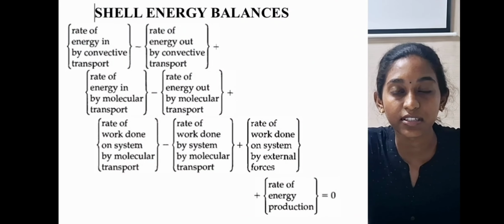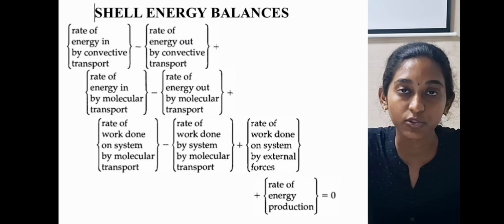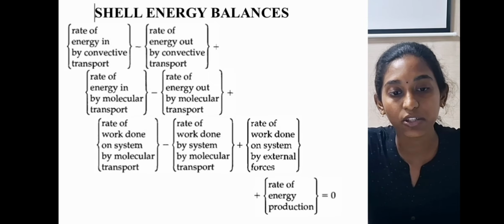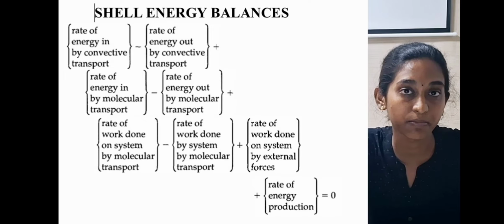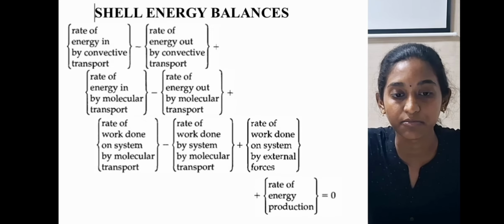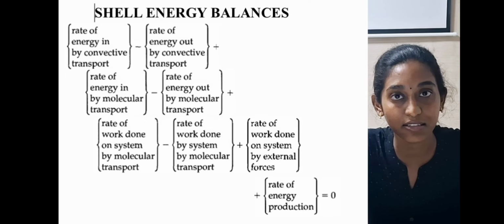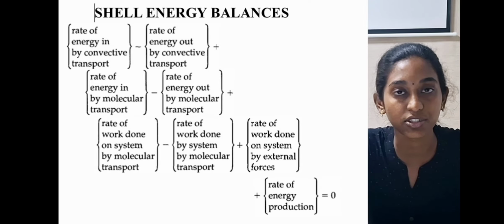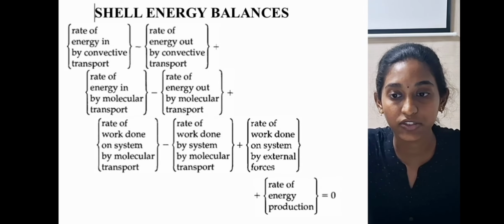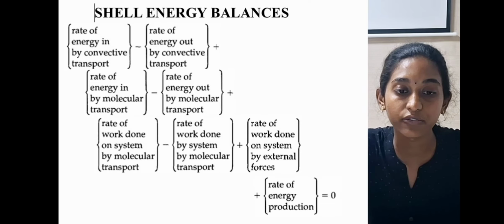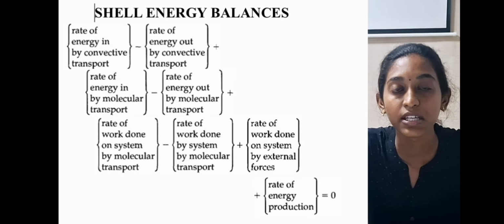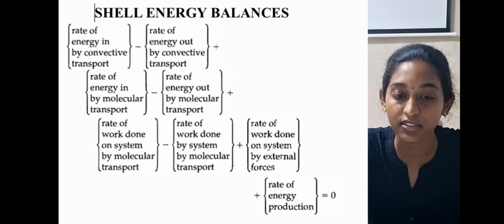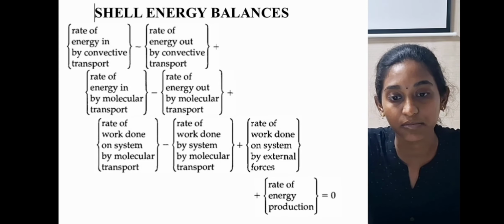The shell energy balance equation is as follows. Rate of energy in by convective transport minus rate of energy out by convective transport plus rate of energy in by molecular transport minus rate of energy out by molecular transport plus rate of work done on the system by molecular transport minus rate of work done by the system by molecular transport plus rate of work done on the system by external forces plus rate of energy production is equal to 0. Here we consider combined energy flux, which is a result of convective as well as molecular transport, and the rate of work done on the system and by the system is 0. Hence, because there are no forces acting on the system and there is no work done on the system by external forces, we consider that term to be 0.